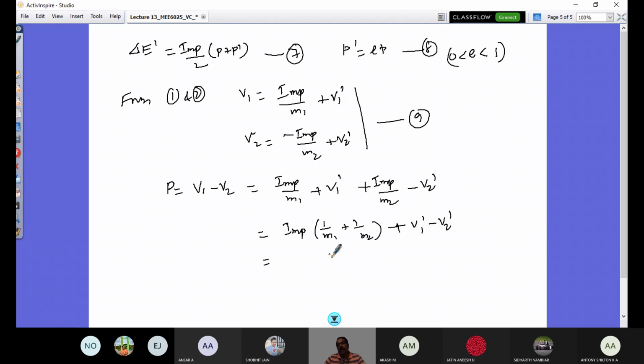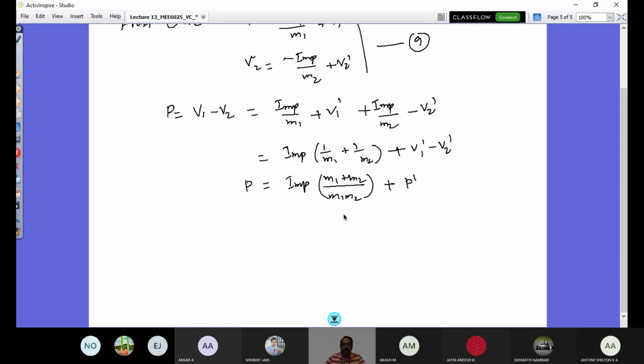In the morning we have seen one of the keywords is effective mass. Effective mass is what is written now in terms of the two vehicle masses. So this can be replaced by IMP, now let us take the LCM of M1 and M2, so I'll have M1 plus M2. Here V1 dash minus V2 dash is P dash. And on this side V1 minus V2 is P. So now I am going to rewrite this, and let us call this equation 10.